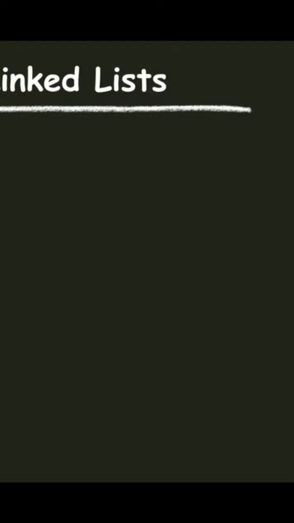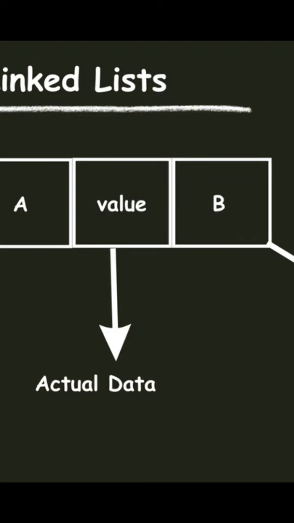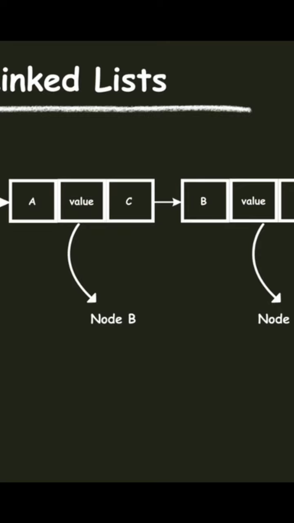Now let's look at a doubly linked list. A doubly linked list is a type of linked list where each node contains a data field and two pointers, one pointing to the previous node and another pointer which is pointing to the next node in the sequence. This structure allows for bidirectional traversal, meaning you can move both forward and backward through the list.